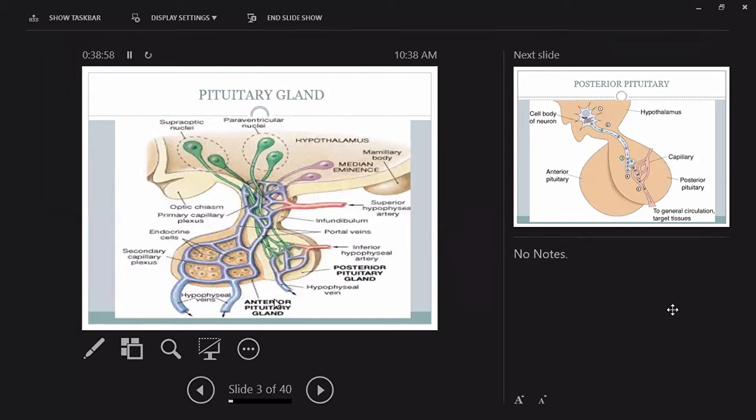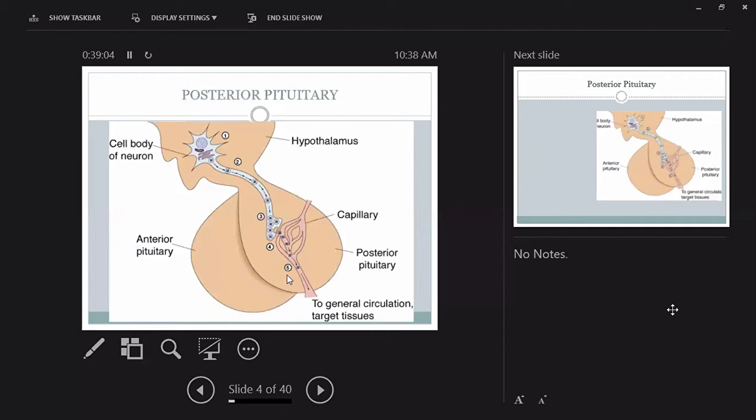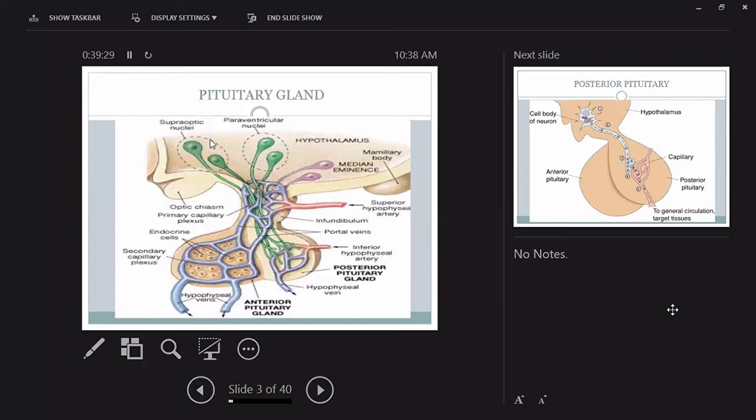You note the blood vessels, and this is your posterior pituitary. From the hypothalamus, this is your stalk, and this is your posterior pituitary. This is your anterior pituitary. And the hormones from the cell bodies of the neurons, the supraoptic nuclei and paraventricular nuclei, they produce the hormones and bring them to the posterior pituitary gland.